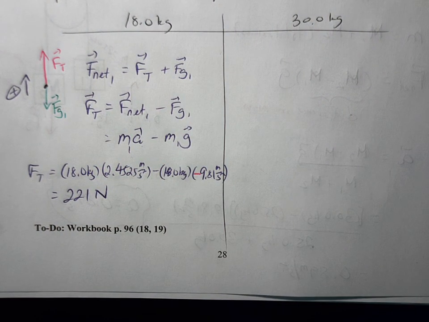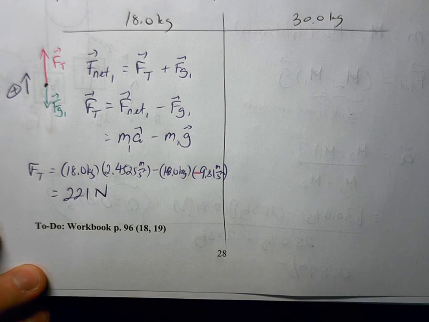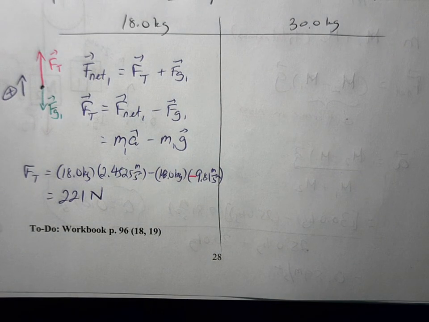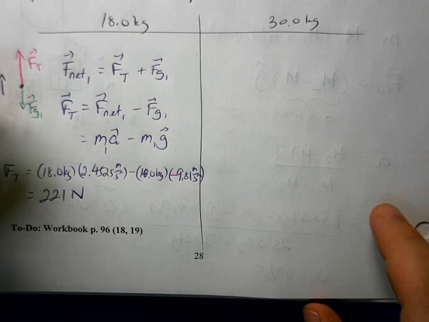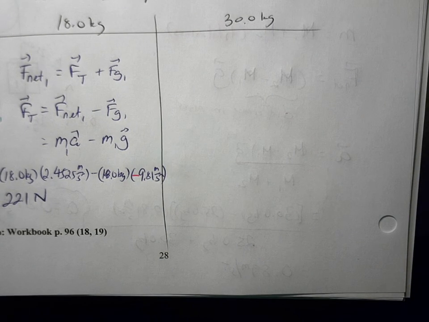Now, that's for block 1. We said that the tension throughout the rope is constant, so I should be able to look at the 30 kilogram block and get the exact same answer. If I don't, we have a bit of a problem here. So let's look at this 30 kilogram block.